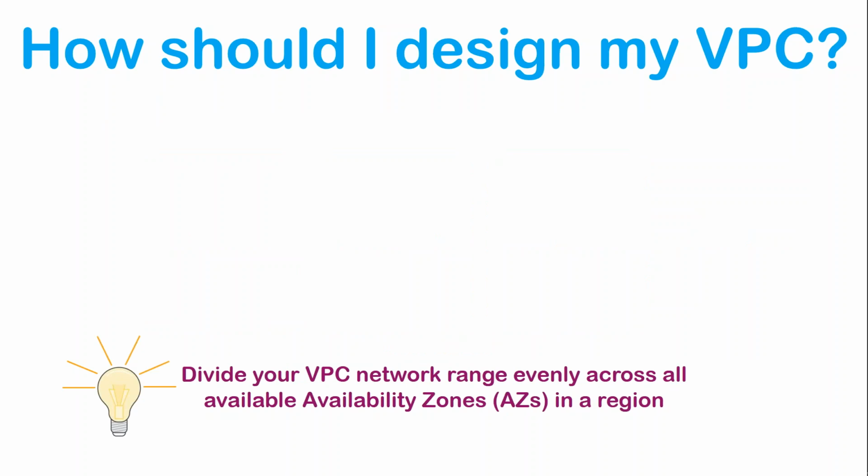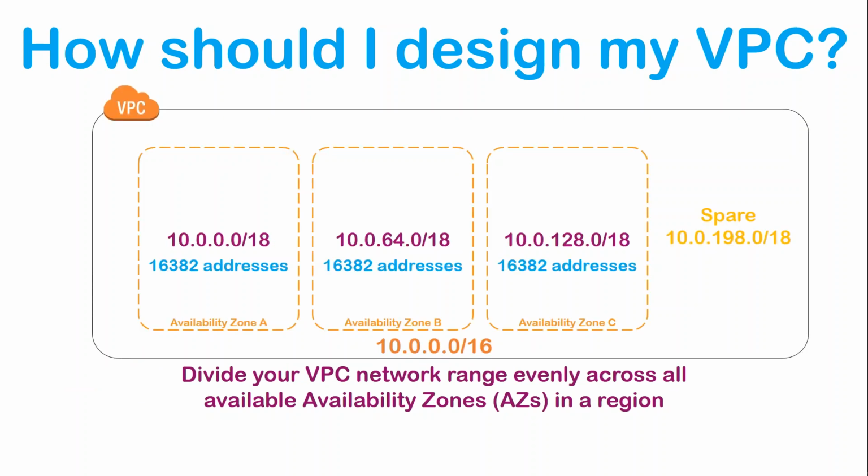The next thing that I would like to do is divide my IP address range evenly across all the availability zones in that region. Say, for example, I have 3 availability zones. Now I have given each a /18, and that means that it is going to give me about 16,000 IP addresses in each of them. So that is one thing.